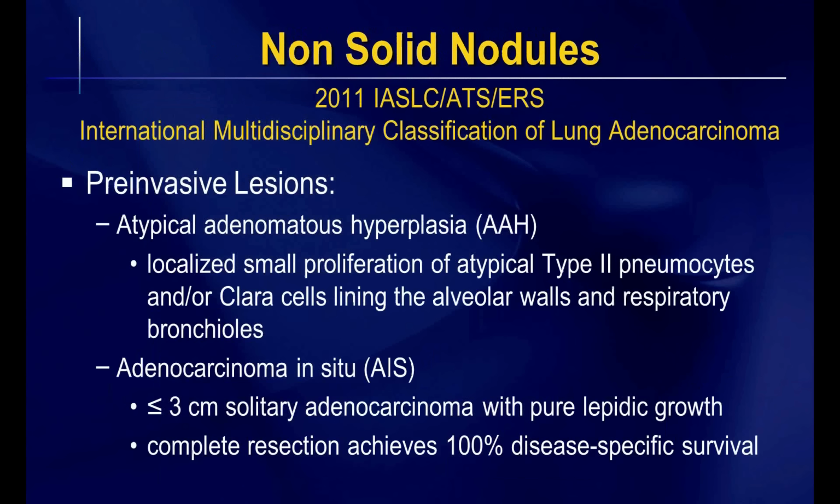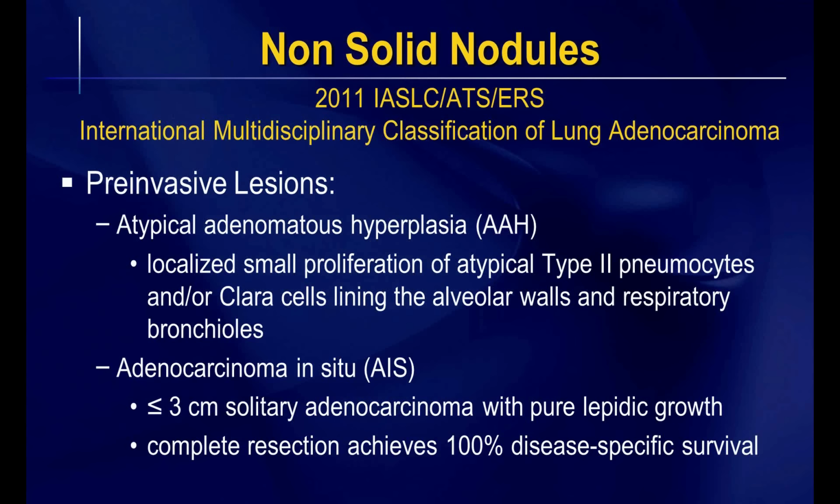The AAHs, or hyperplastic lesions, are thought to be pre-invasive. And adenocarcinomas in situ can be ground glass nodules up to 3 centimeters in size that have a complete resection survival of 100%. Many people believe this contributes to the overdiagnosis in lung cancer screening, that is, cancers that people would die with but not die of or from.